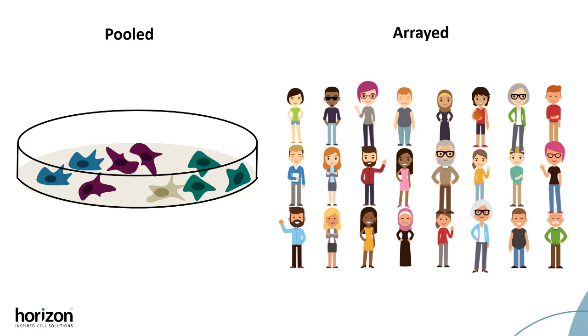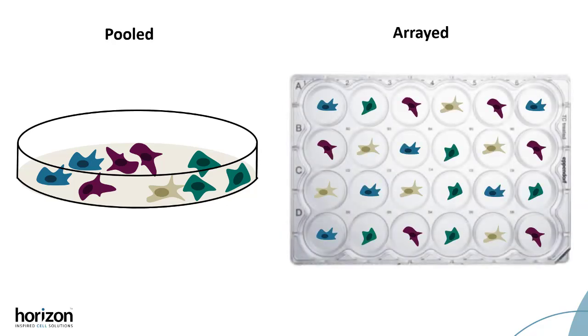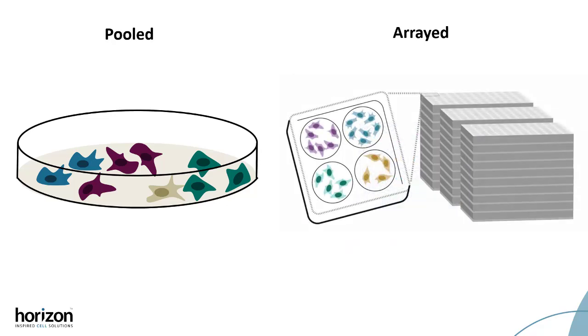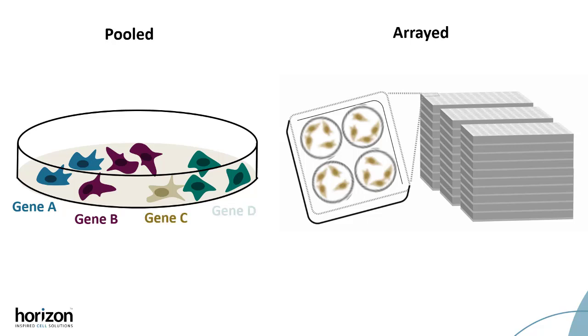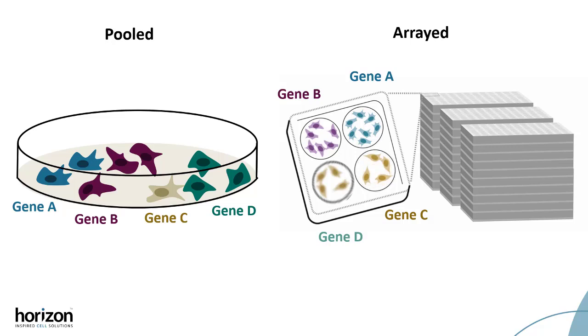Arrayed screens are done in multi-well plates, and there are a whole lot of them, while pooled screens are done in as little as one dish, and just like the name says, your results are pooled together. So a pooled CRISPR knockout experiment will have cells that are edited for one gene mixed with cells that are edited for other genes, whereas the arrayed screen has cells in each well with only one gene knocked out.